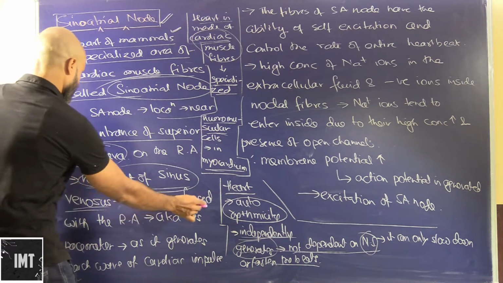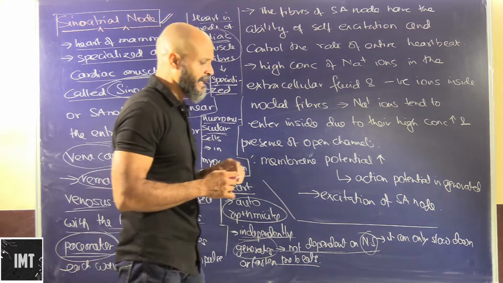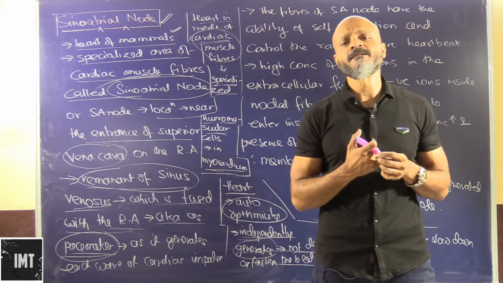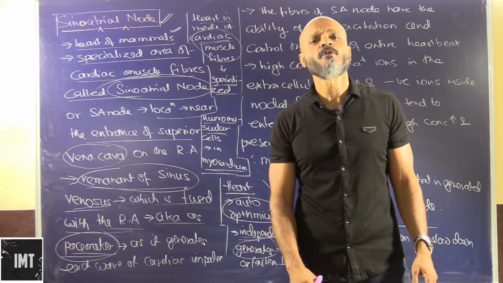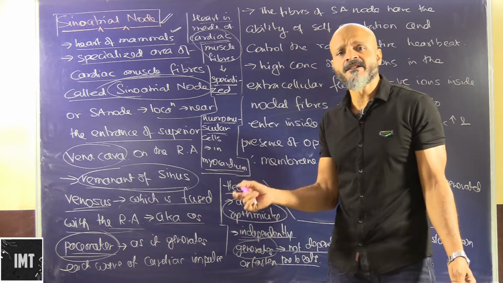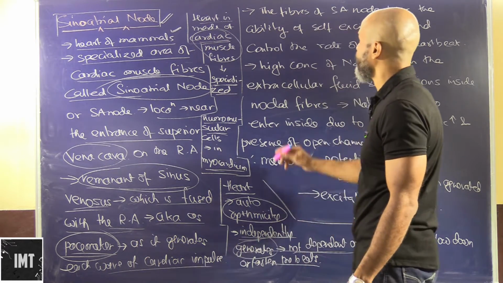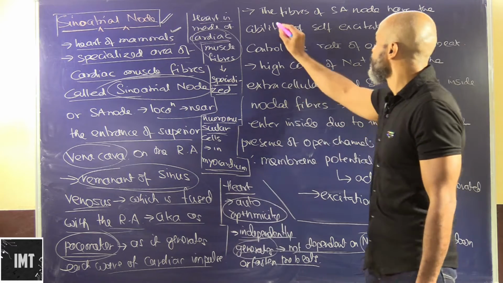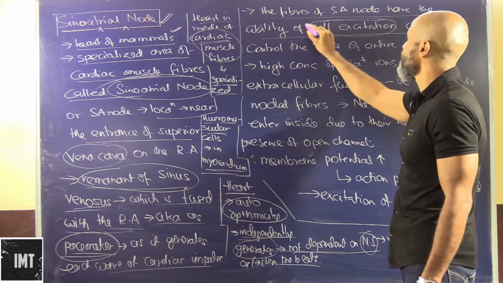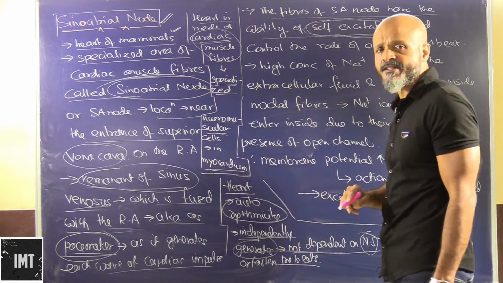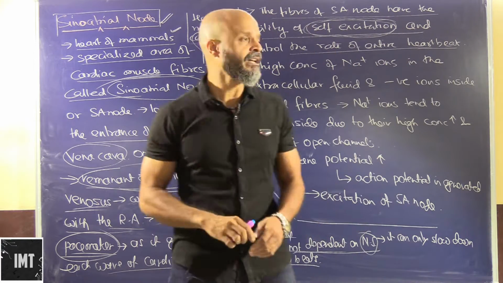Okay, so this, which is fused with the right atrium, is also known as the pacemaker. Many a time you must have seen that people have pacemakers installed in their hearts. It needs to be understood that the sinoatrial node is no longer functioning properly, because of which an external battery system has been fit into the heart. This is what generates each wave of cardiac impulse. The fibers of the sinoatrial node have the ability of self-excitation, so they do not need any external stimulation, and they control the rate of the entire heartbeat.